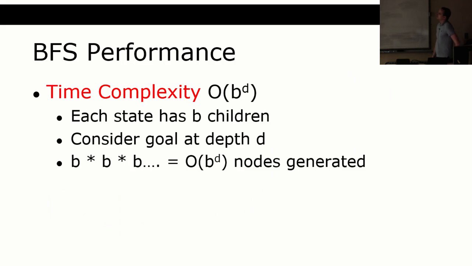Time complexity. Well, that's the branching factor times the depth of the shallowest node. So each state has on average, so b is going to be an average here, b children. And consider a goal at depth d. Well, the first depth is going to have b. The second one, each of those b's is going to have b. And then each of those is going to have b. So it's b times b times b times b. So we generate O of b to the d nodes generated. Right? So if I ask you on an exam, why is the time complexity of BFS O of b to the d, you should be able to say something like that.